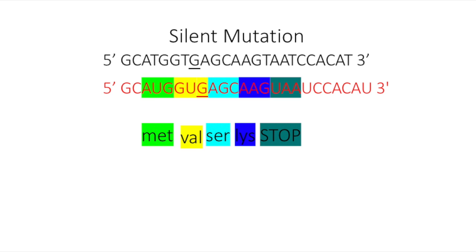Next, we will illustrate a silent mutation, which is where the change in a single nucleotide results in no change of the amino acid. We show an example here where a transition occurs and a C is changed to a G, which changes our codon to GUG. However, the amino acid sequence is unaffected because GUG still codes for valine.